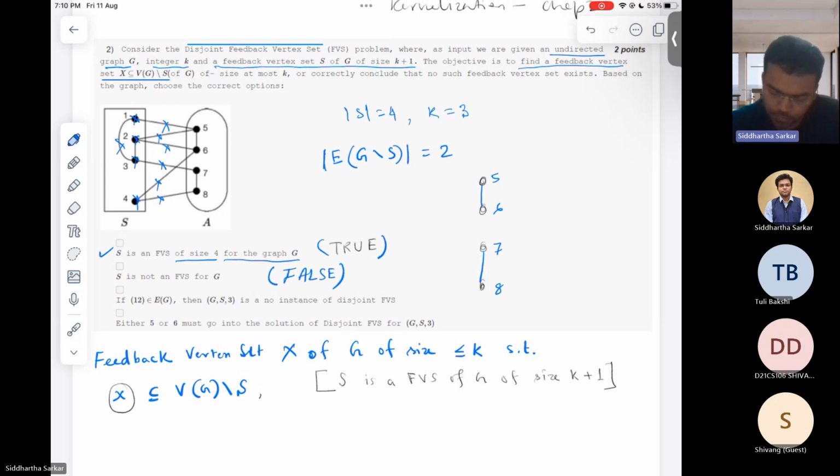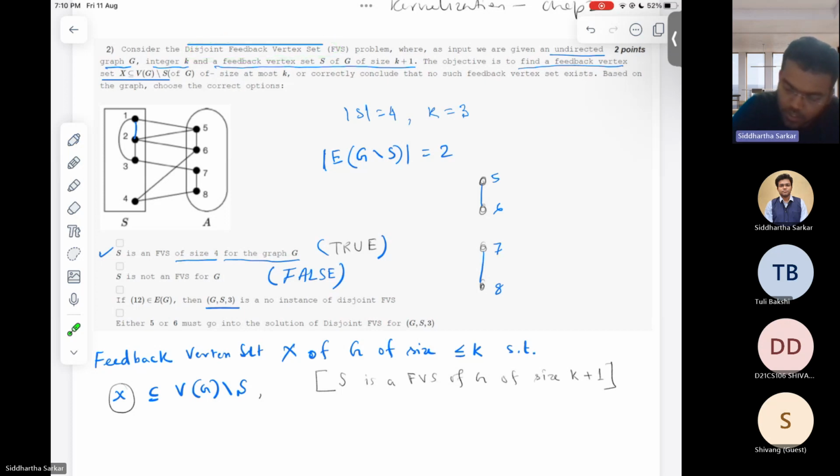The next one is saying something interesting. Let me erase these marks. The next one is saying that if you add one more edge between the vertices 1 and 2, so if you add this edge, okay, we added this edge. This is our edge. Then this instance, now this is an instance of disjoint feedback vertex set.